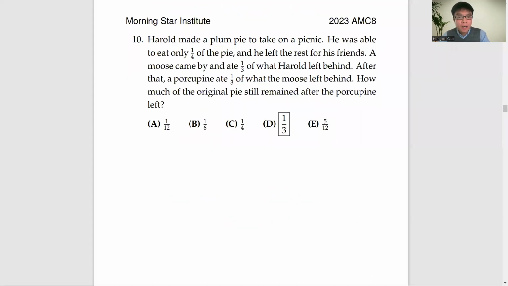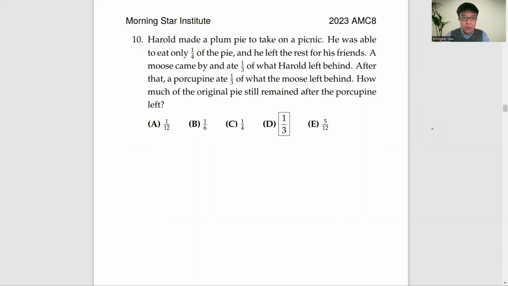Question 10. Harold made a plum pie. He ate 1/4 of the pie. After that, a moose ate 1/3 of what's left. And after that, a porcupine ate 1/3 of what the moose left behind. So the question is how much of the original pie still remained after the porcupine left.